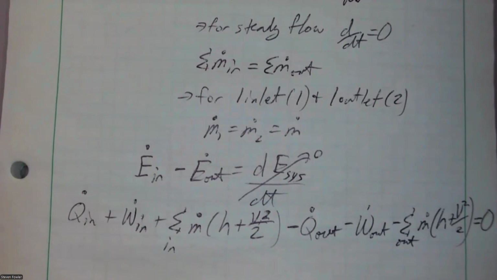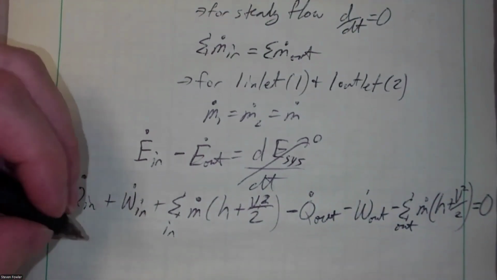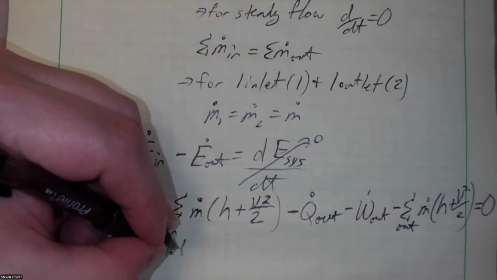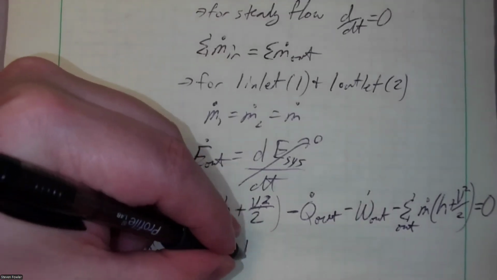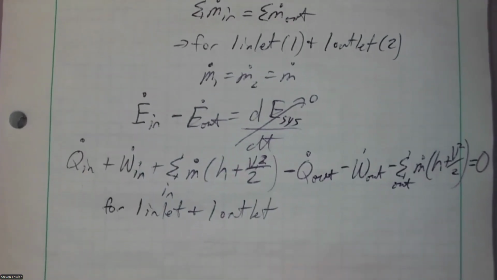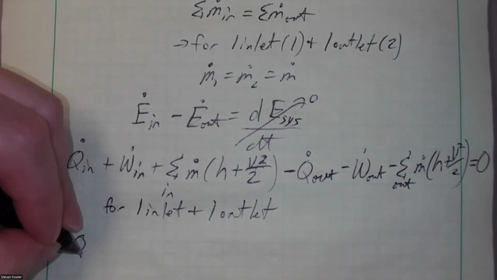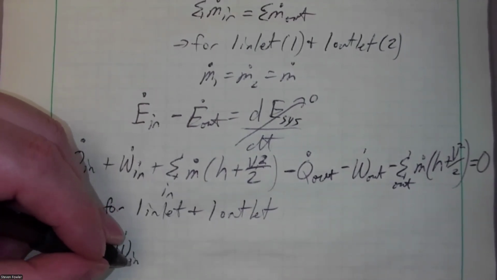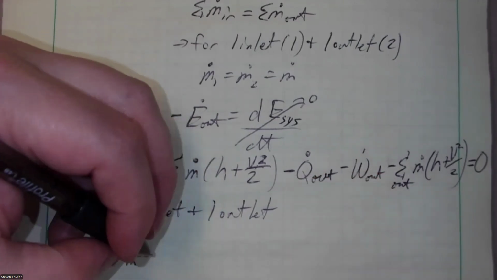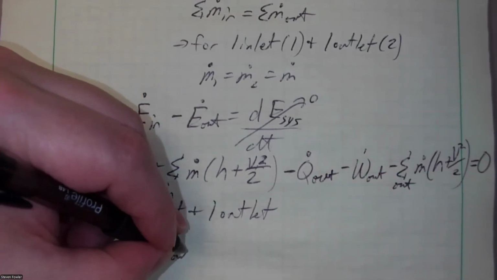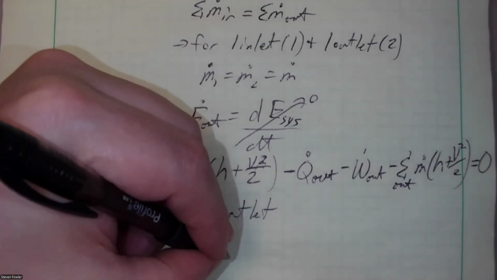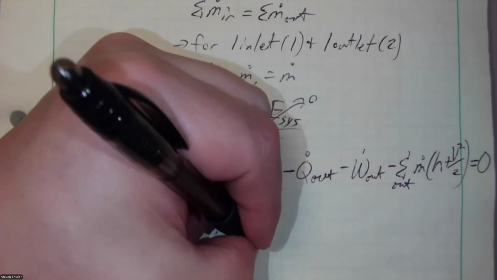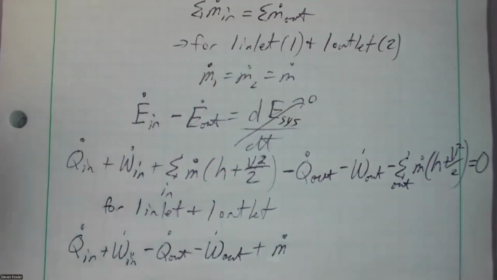This one always works. If I happen to have one inlet and one outlet, then this does simplify a bit more. Then I've got Q dot in plus the power input, minus Q dot out, minus the power output. I'm going to group the energy of the mass in and the energy of the mass out together. It's a common m dot for the two of them.